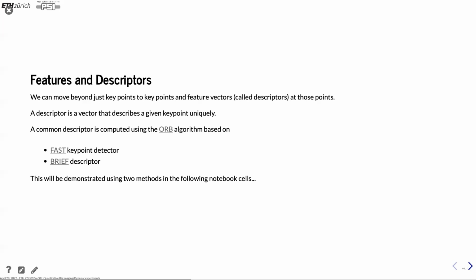An algorithm that is commonly used is called ORB, which is a combination of two other descriptors. We're going to look specifically at the BRIEF descriptor, and how it produces uniquely identifiable corners in the image. Here you can see an example of the descriptors.